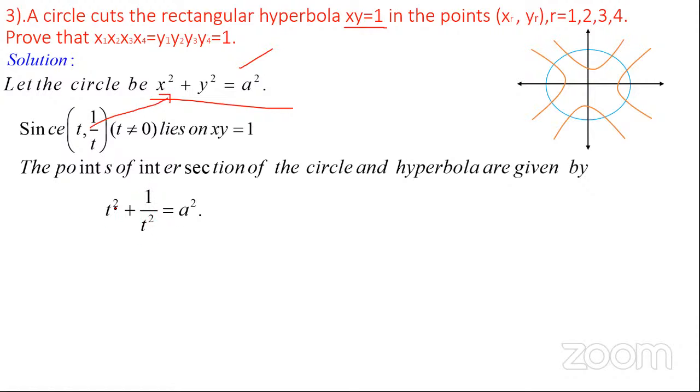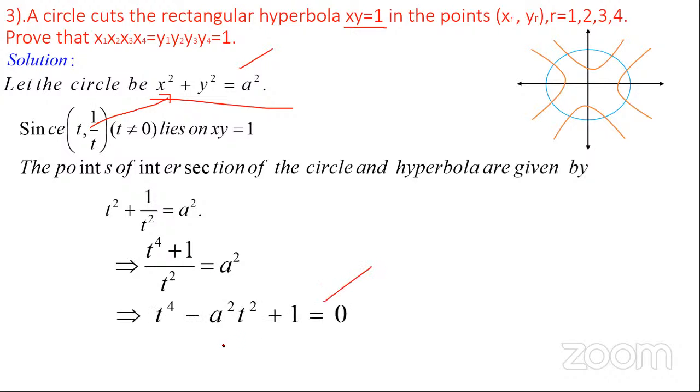Then you will get t square plus 1 by t square equal to a square. Then just solve this one. You will get t power 4 plus 1 by t square equal to a square. Then this can be written as a biquadratic equation, which is t power 4 minus a square t square plus 1. This is a biquadratic equation. So this is like this: t power 4 plus 0 times t power 3 minus a square t square plus 0 times t plus 1 equal to 0. So this is the biquadratic equation.